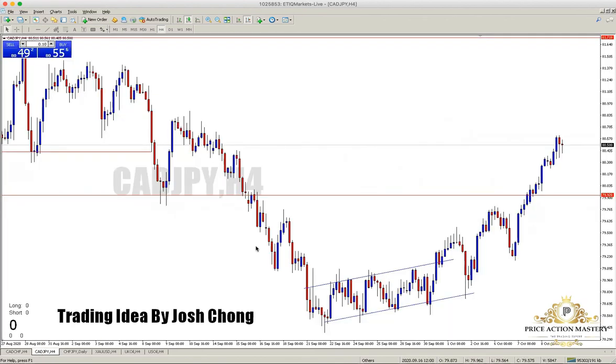So next will be CAD JPY. By following the trend, I believe everyone can see the market is moving very clearly. This is my A grade key line level. A good buy position will be somewhere around here.